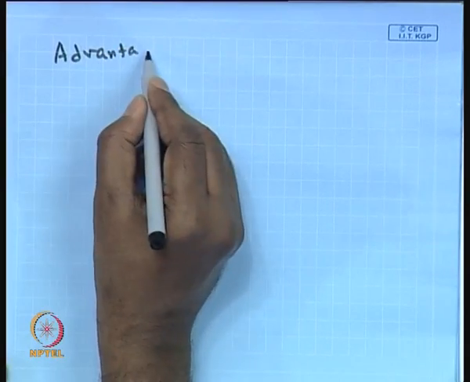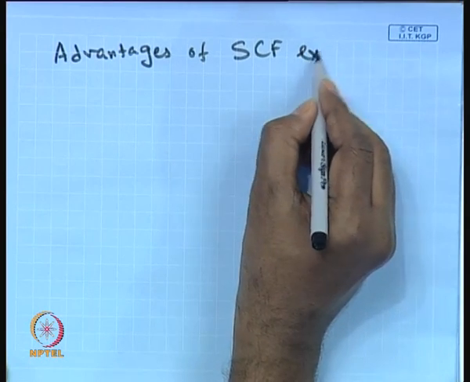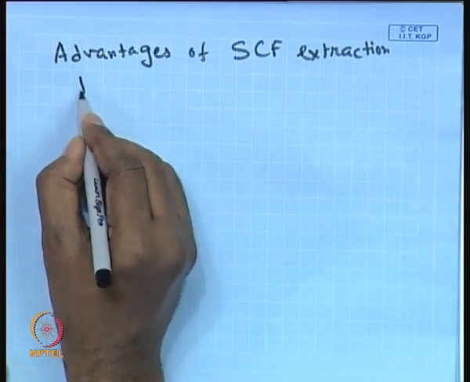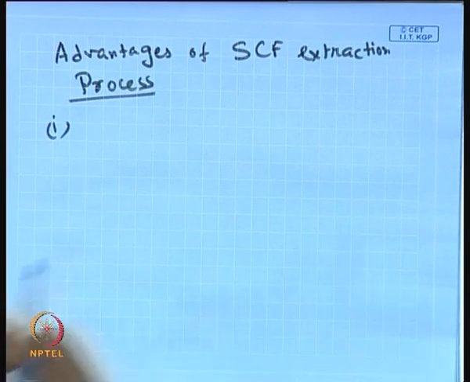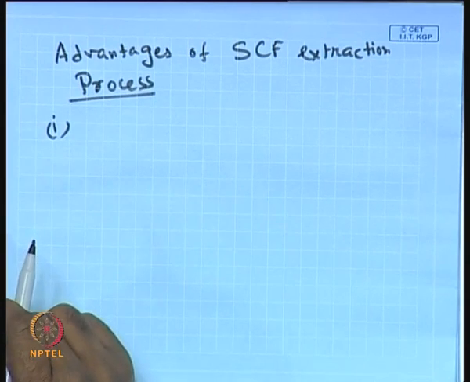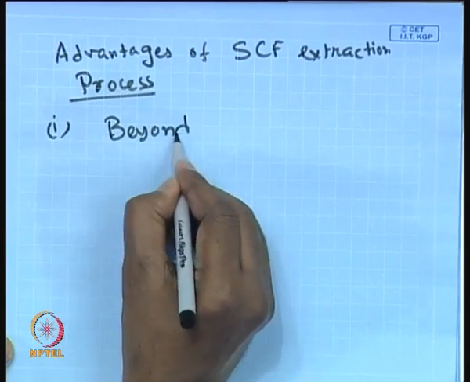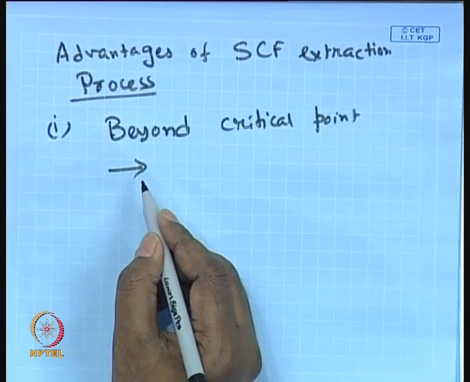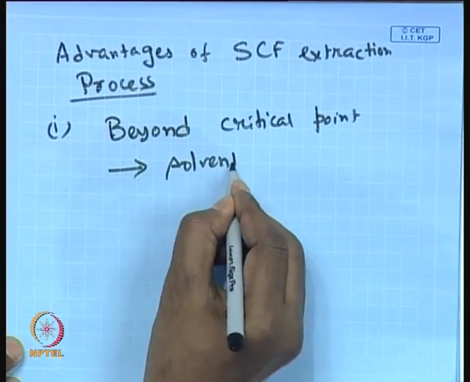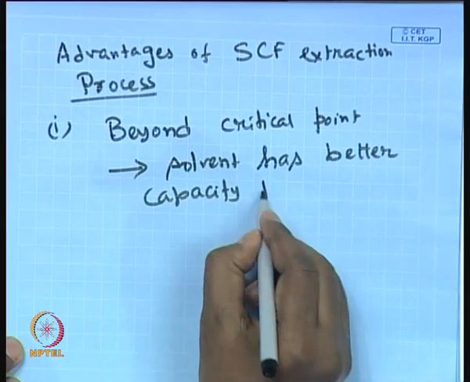Okay. Now, let us jot down some of the advantages of supercritical fluid extraction process. The first advantage is that the simple expansion of supercritical fluids leads to lowering in solubilization capability. That means, beyond critical point, my solvent has greater affinity to dissolve the solute. Okay. Solvent has better or higher capacity to dissolve the solute.